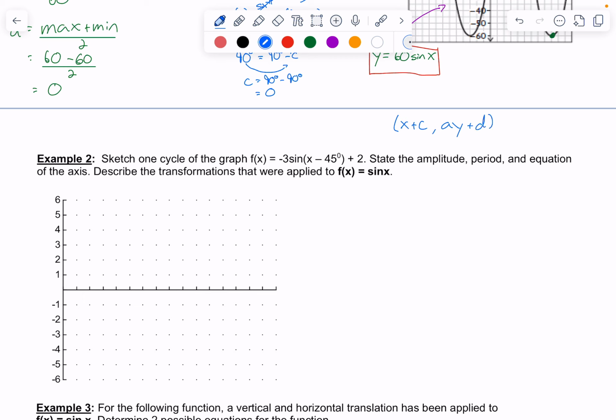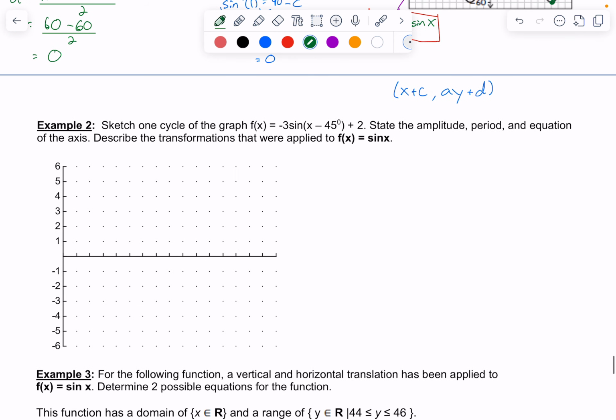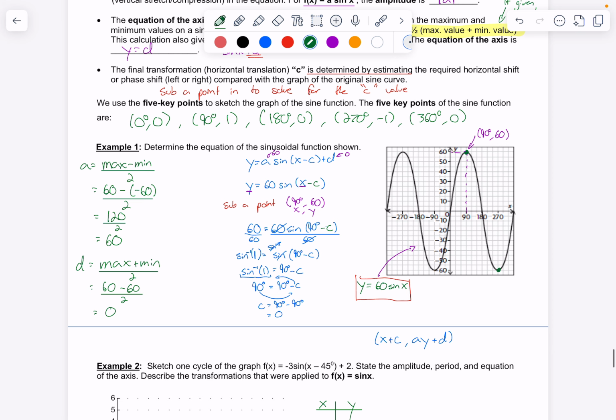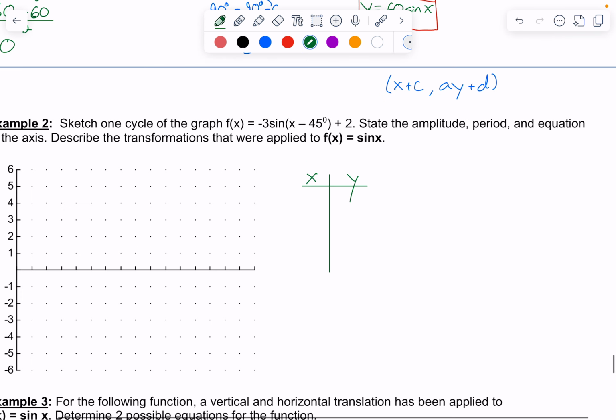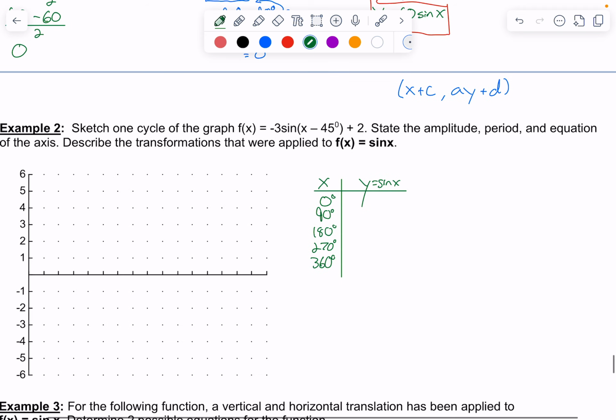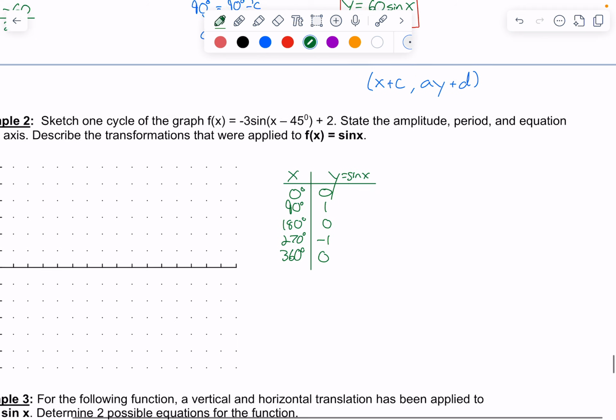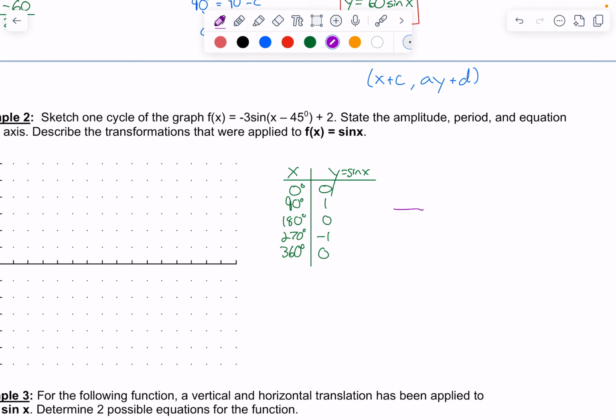So plus d. So in order to apply the mapping rule, you need the parent function points, and that's why I said that in the beginning there, those 5 key points that we have, right? These ones right up here. So those 5 key points are 0, 90, 180, 270, these are all degrees, 360. And then your y points, because remember you're calculating y based off taking the sine of all of these inputs. So it's 0, 1, 0, -1, and 0. So let's transform these points.